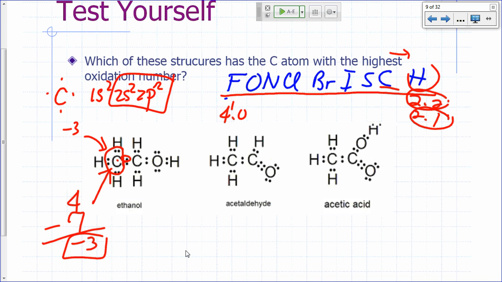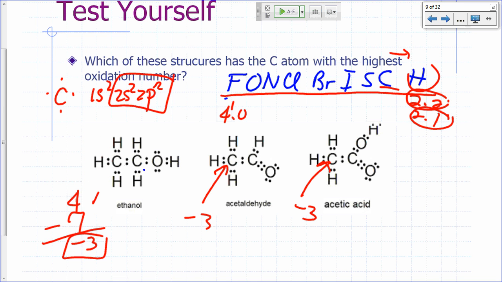Okay? Can you quickly tell me the oxidation number of this carbon right here? It's -3, just like the other one. How about this carbon right here? Also -3. Let's try this carbon right here, the second carbon.